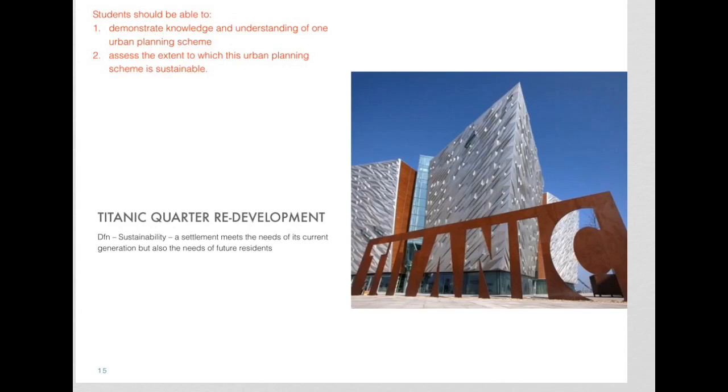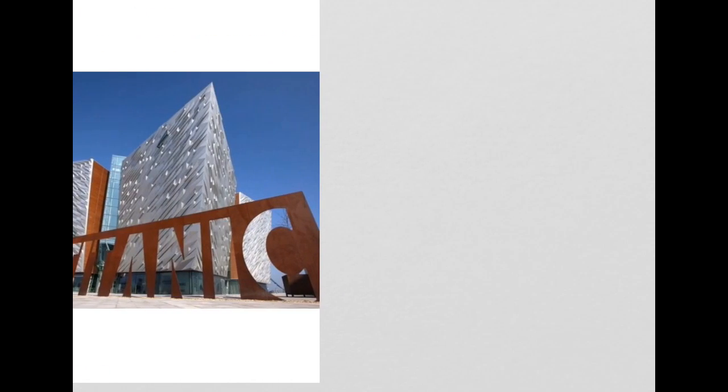Students should be able to do two things. First of all, they need to demonstrate knowledge and understanding of one urban planning scheme. The urban planning scheme is the Titanic Quarter redevelopment, and here is our definition of sustainability, just so that we're clear what we need to know for this question.